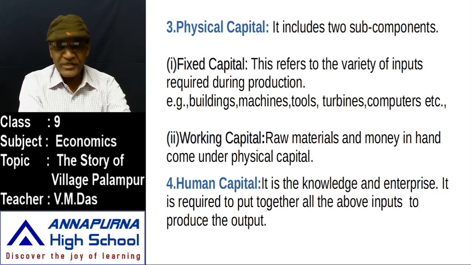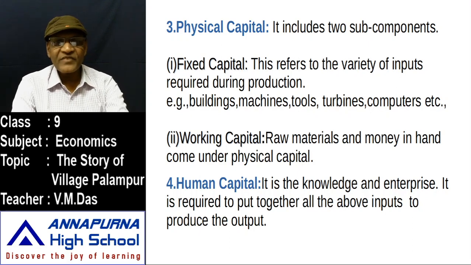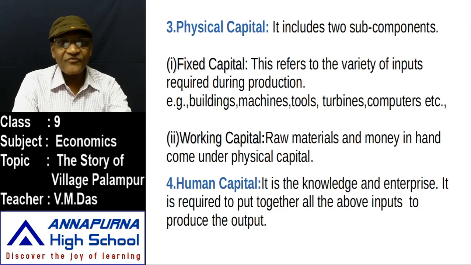So we need buildings, and we need machines to produce goods. We need different types of tools, turbines, computers. These are very important ingredients which are required in the production of goods. That's why they are included in the fixed capital. So all these come under fixed capital.